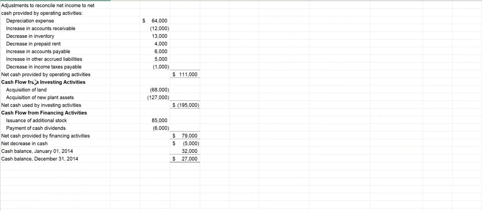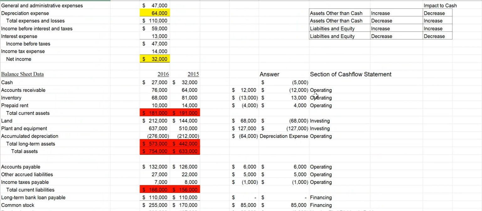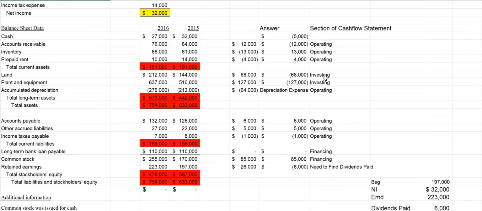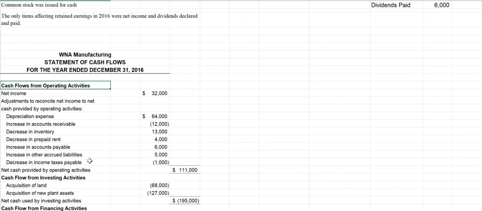Then I'm going to do my investing activities. I have 2 land and plant assets. So note here, my land and plant assets, my differences here. I'm going to list those next. Those go under the investing section. That gives me $195,000 spent on long-term assets.